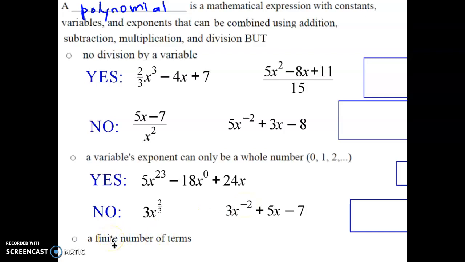And then the third rule is I must have a finite number of terms. So I couldn't have a plus dot dot dot at the end, implying that it goes on and on forever. A finite number of terms means it stops after a certain number. Now that could be a very large number. I could have 99 or 1,500 terms, but I just have to stop at some point. I cannot have an infinite number of terms.